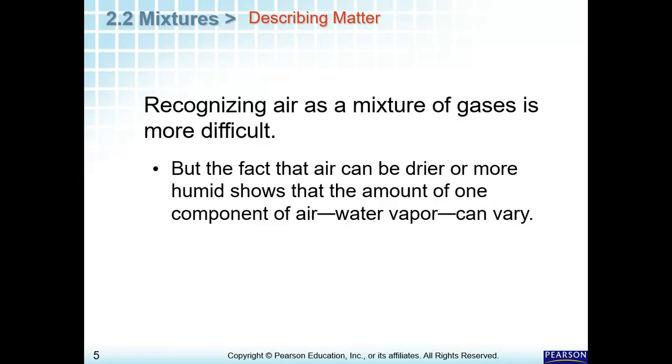But how do we know that air is actually a mixture? One way that we know that air is a mixture is because air can be drier or it could be more humid outside, and that's because one of the components of air, which is water vapor, can vary. If there's not a lot of water vapor in the air, we get a drier air. If there is more water vapor mixed as part of the air, that's when we see it get more humid out.